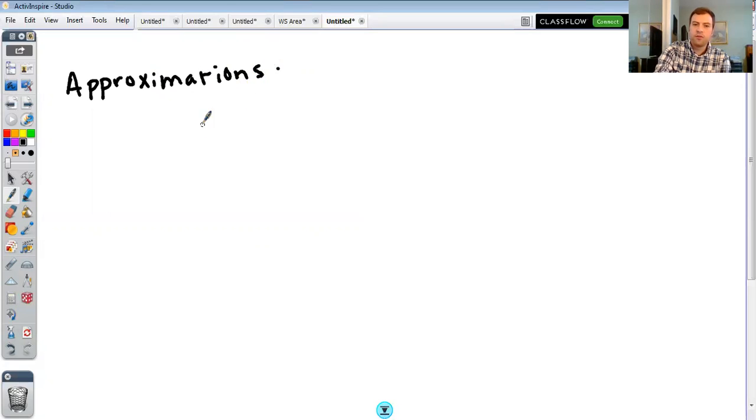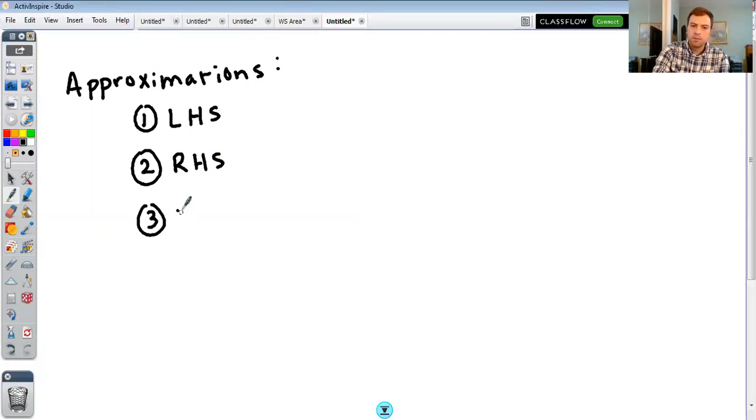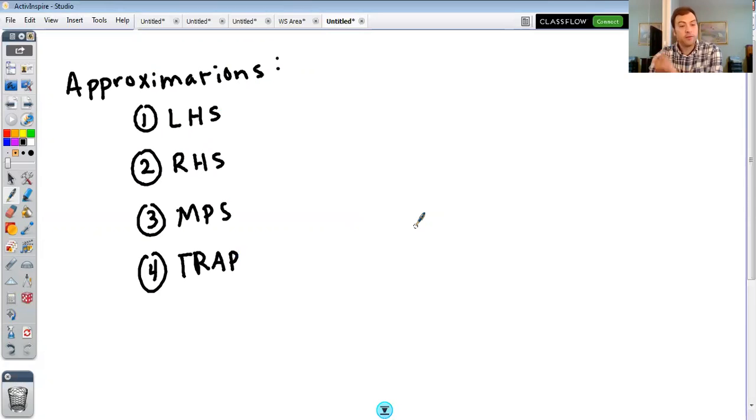And we have 4 that I want to make sure that you are comfortable with. First is the left-hand Riemann sum, or left-hand sum. Second is the right-hand Riemann sum. Third is the midpoint sum. And then the fourth is the trapezoidal sum. These are the 4 that you want to get very comfortable with.